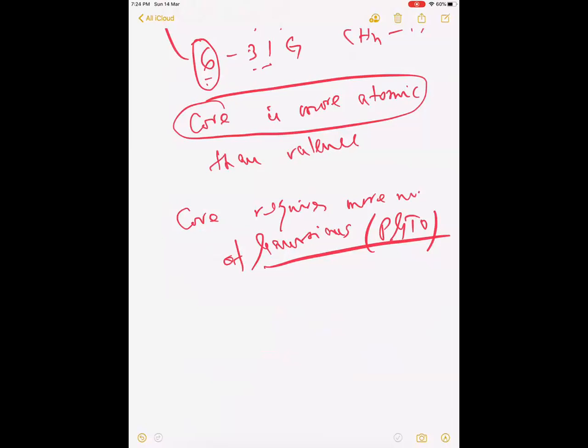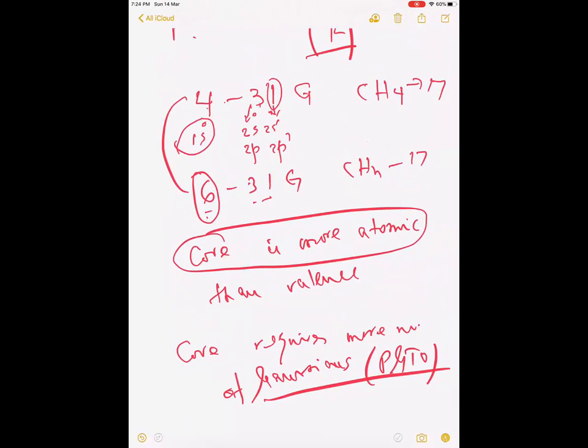Yes, thank you. So of course you can say, what is the difference between 431G and 631G? Yeah, the difference is going to be very, very minor. I agree, but I mean, you can just do a better job.